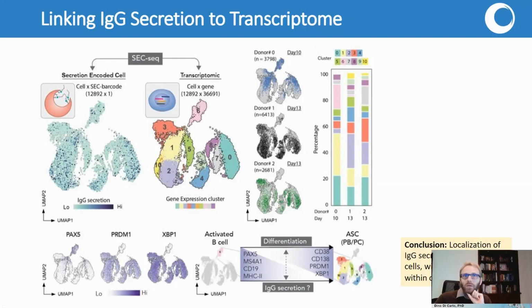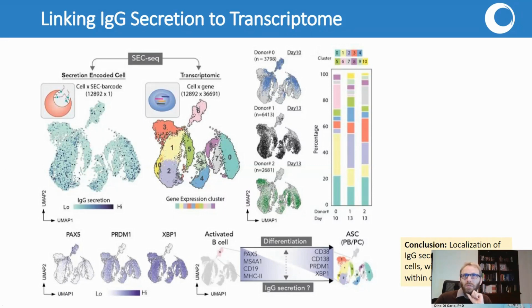Here are some of the data from these experiments, and this is looking at data from 3 donors: one donor that was at an earlier state of differentiation, day 10, and then 2 donors from day 13. And so here's the secretion encoded cell information, so higher IgG barcodes. Here's the transcriptomic UMAPs showing the subpopulations.